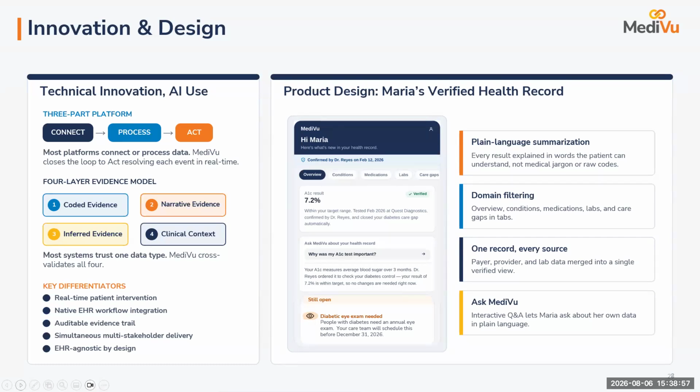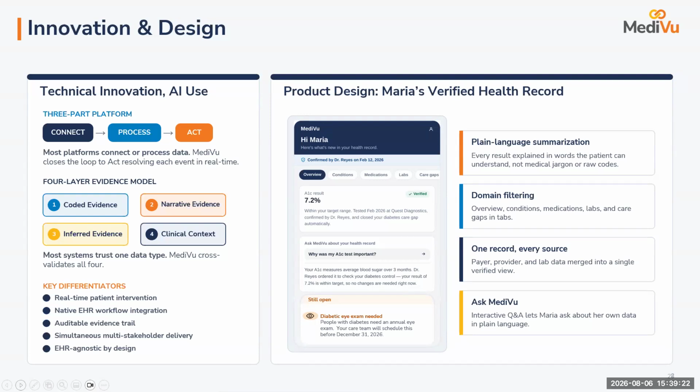Meet Maria. Her primary care doctor is using Epic. Her cardiologist is a different EHR, and her labs are at Quest Diagnostics. Instead of navigating 3 separate portals and piecing the information together herself, MediVu searches, surfaces, and unifies clinical evidence across all 3, including findings that were buried in physician notes, into a single trusted view.